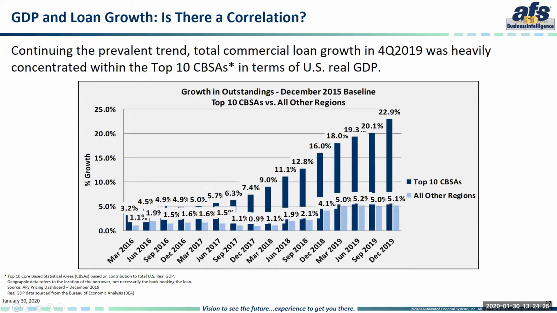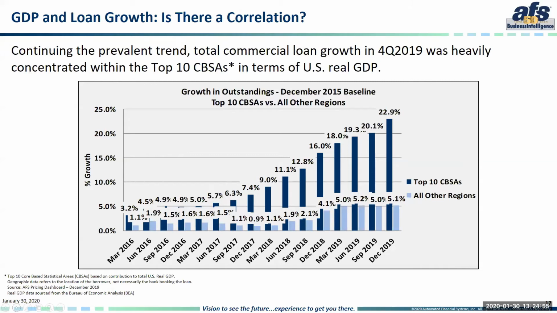The assumption here is that a region's level of economic activity is related to its potential for future loan growth. The top 10 CBSAs are illustrated in aggregate by the dark blue bars, whereas the lighter shaded bars represent all other geographic markets. Since March of 2016, the pace of total balance growth for the top 10 CBSAs has accelerated during every quarter, far outpacing the growth rate for all other geographic regions.